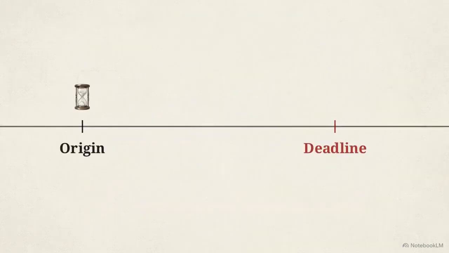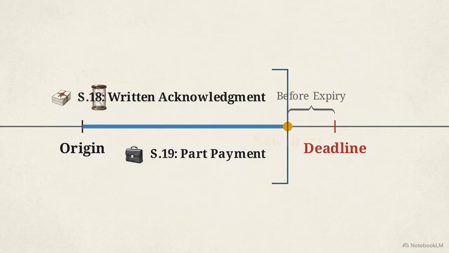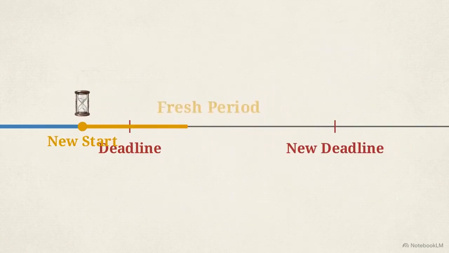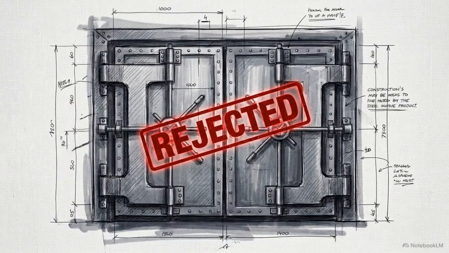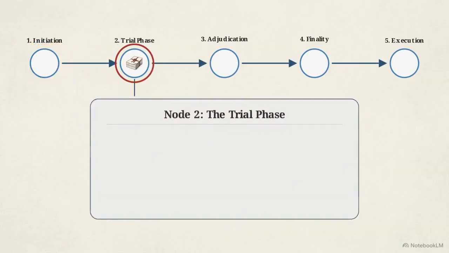A limitation period can be legally reset. Section 18 requires a written, signed acknowledgement of liability before the initial period expires. Section 19 achieves the exact same reset, but specifically demands signed evidence of a part payment. Failing to navigate Node 1 means the suit is procedurally dead on arrival, completely blocking the court from ever hearing the substantive merits. Assuming the plaint survives, we advance to Node 2, the trial phase.